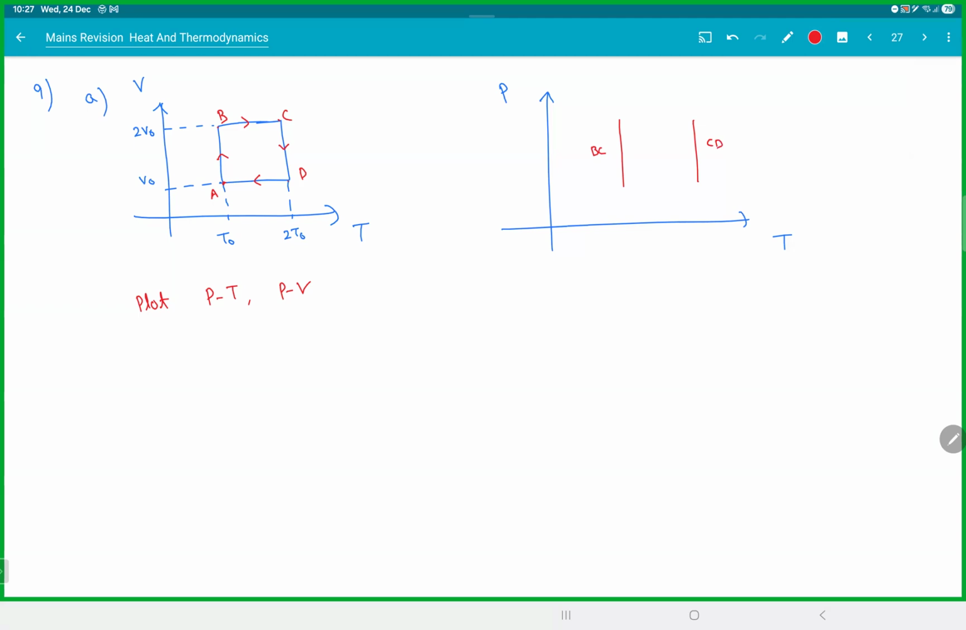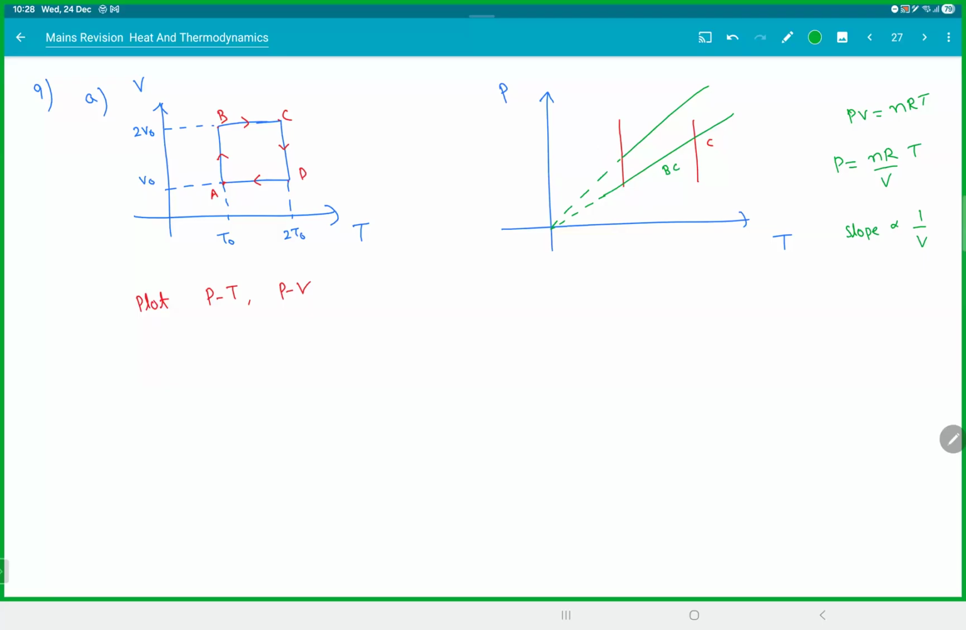AD and BC are isochoric processes. They will pass through the origin. Right, and PV is equal to nRT. So P is equal to nR by V into T. So slope is proportional to 1 by V. So more volume, less steep. Who has more volume? BC. So this must be BC.